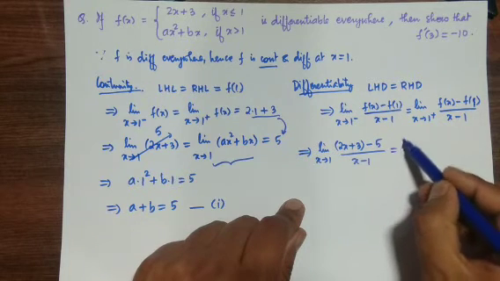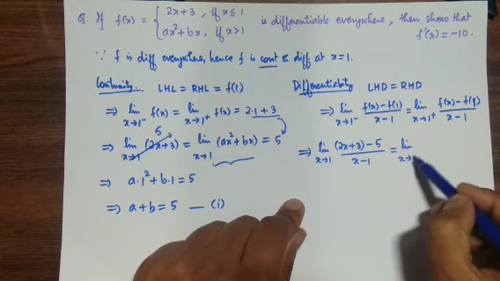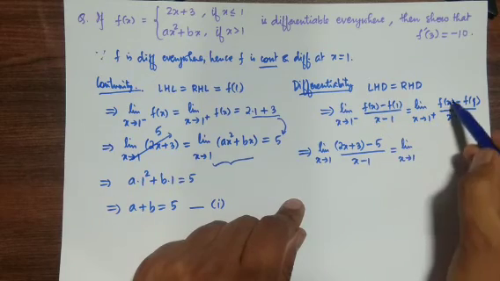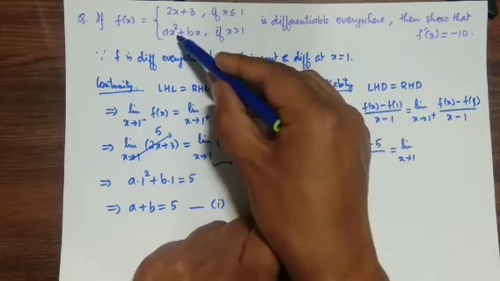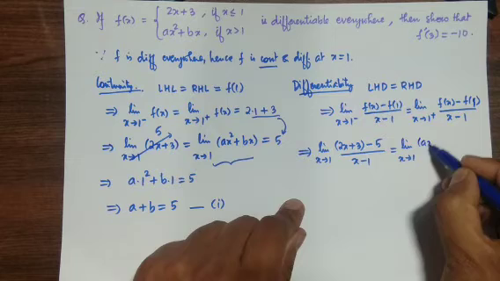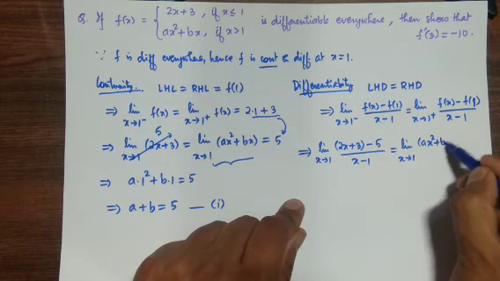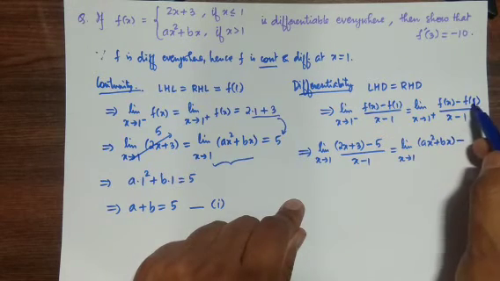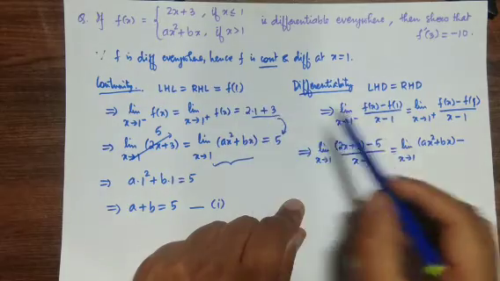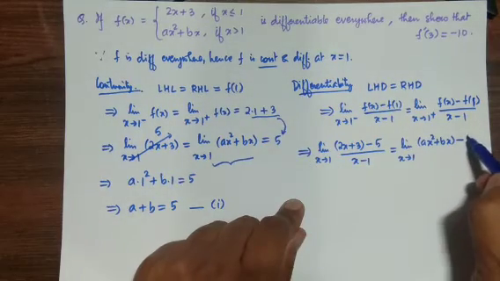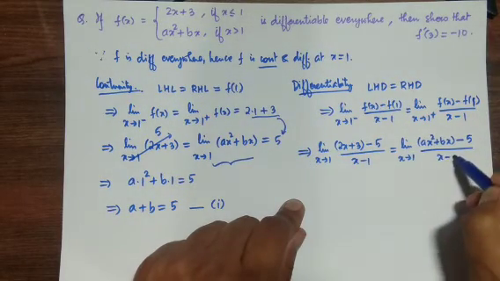Similarly this is limit x tends to 1 and this x is greater than 1. So that's why my functional value will be this much. So we have ax square plus bx minus f(1) equal to how much? f(1) is equal to 5. So 5, over x minus 1.